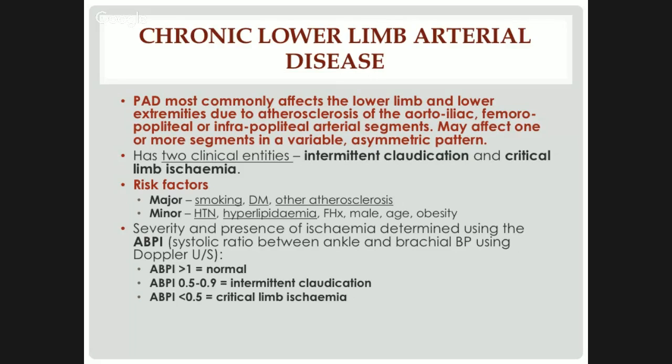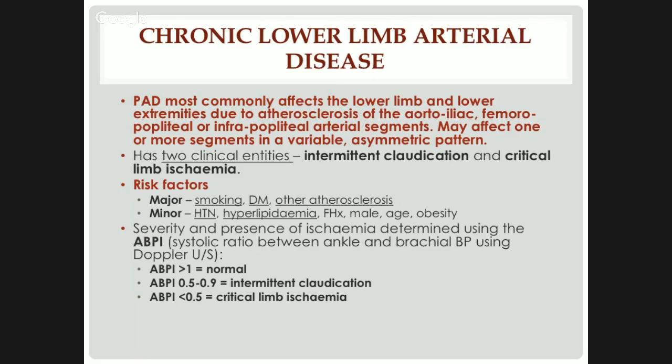The risk factors are the same. The way we classify the severity of peripheral vascular disease is the ankle brachial pressure index. These are numbers you should remember because they're very relevant for OSCEs. Greater than 1 is normal. However, greater than 1.2 is abnormal because it suggests wall calcification, so you start worrying about arterial calcification. I should have put that in, so make a note of that. So 1 to 1.2 is normal, 0.5 to 0.9 is intermittent claudication, and less than 0.5 is critical limb ischemia.